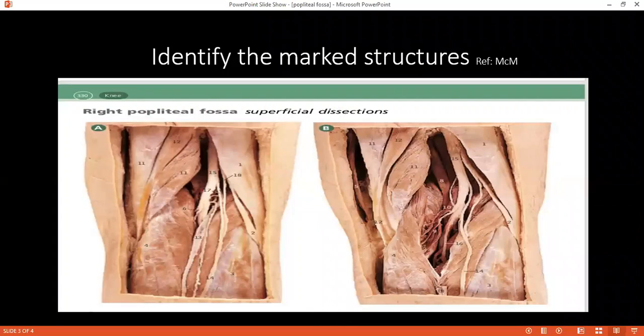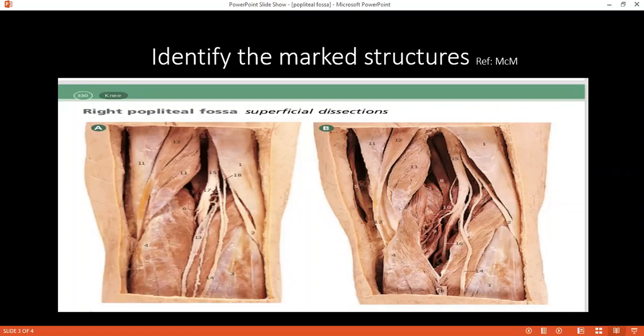Okay, can you please tell me the identification of structure marked 15, please? In picture A. Yes, ma'am, it's the sciatic nerve dividing into the tibial and common peroneal nerve. Okay. Tibial nerve, yes. All right, can you please also identify number 1? It's biceps femoris.